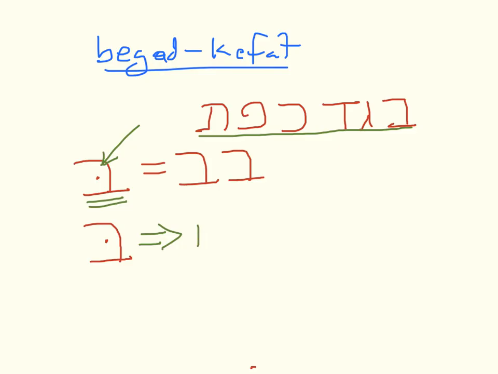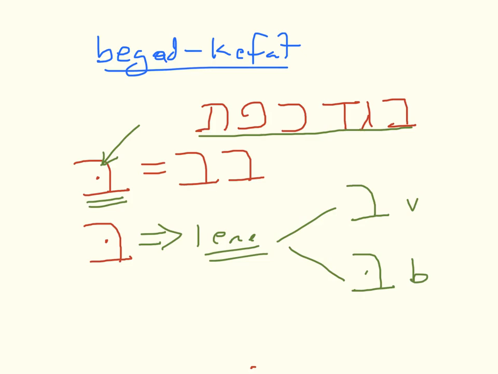And in the case of a dagesh lene, that simply means it has a different pronunciation, so that a beit without a dagesh sounds like the v in violin, whereas a beit with a dagesh sounds like b, as in boy.